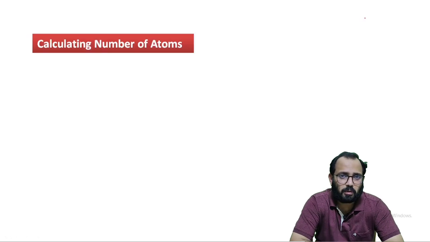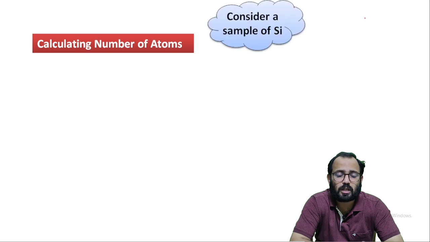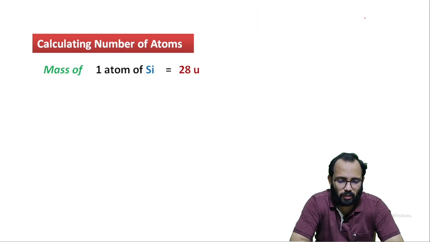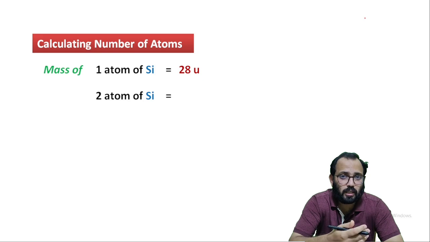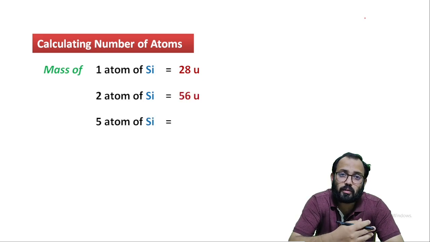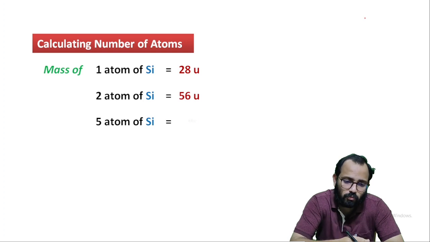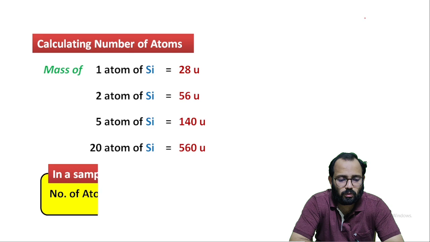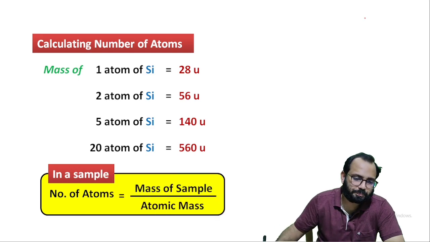And not only the atomic mass, we should know the number of atoms. How are we going to consider the number of atoms? Let's say we are considering a sample of silicon. The mass of one silicon atom is 28 u. The mass of two silicon atoms, 28 into 2, is going to be 56. The mass of 5 atoms of silicon, 28 into 5, is going to be 140. 20 atoms of silicon, again 28 into 20, is going to be 560.